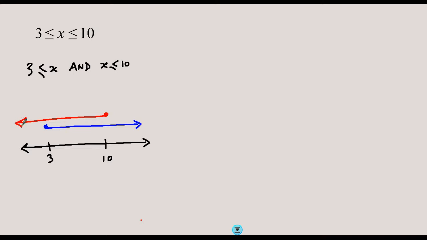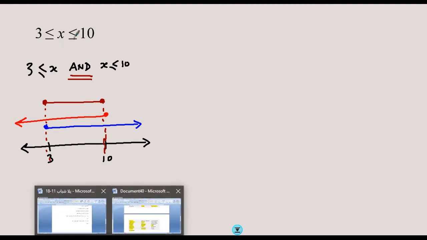But there is an and in between. And the and means that the two inequalities must be met at the same time. So your solution set is this. And since the 3 is included and the 10 is included, then your solution set is this, is how it's represented on the number line. So you don't need the blue or the red. And again, we have one region from 3 to 10, and that's represented by one inequality.